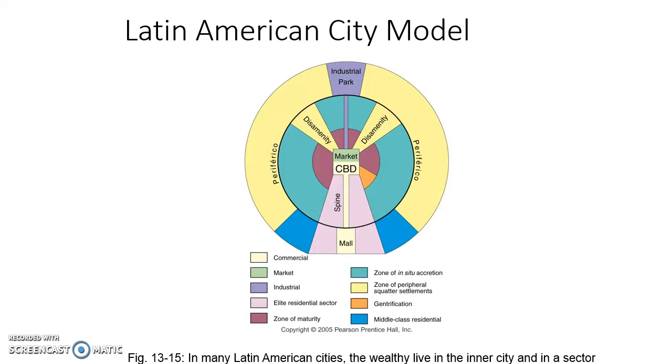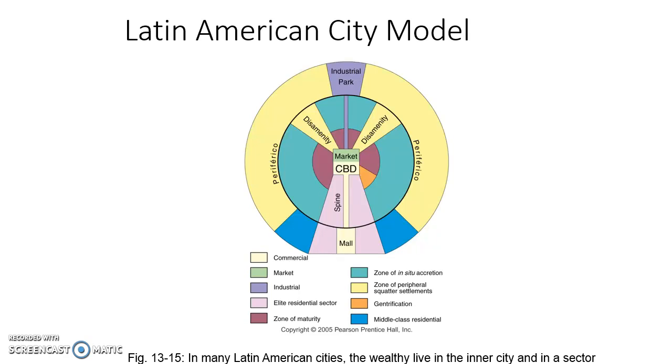So when we look at this Latin American model, the first thing you should notice is that it's a hybrid between the sector model and the concentric zone model. And we can see that they have the CBD, the market, down at the center of the city. Then there's the spine, which is the wide boulevard or the promenade down to the mall area, which can be a promenade or social.